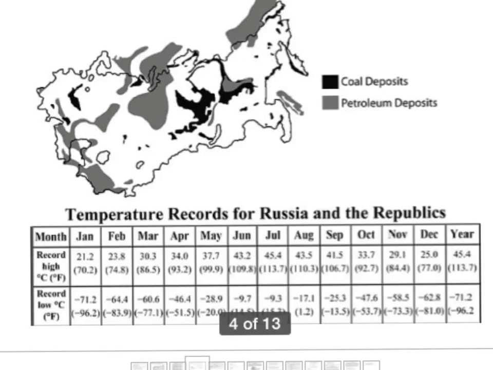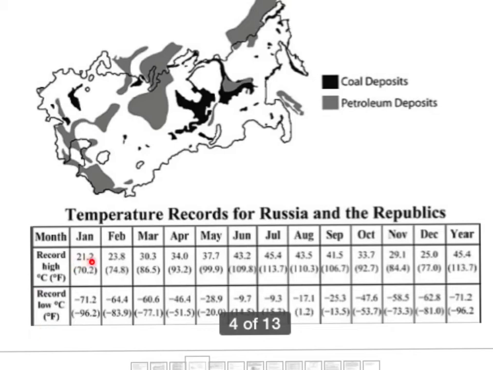Finally, we have a chart here that says temperature records for Russia and the republics. So remember, these are records, so they're highs. Here you have a record high. It's in Celsius and Fahrenheit in parentheses, and the record low in Celsius and Fahrenheit in parentheses. In Europe, for instance, in Mexico, they use Celsius quite a bit. Here in the United States, we use Fahrenheit. They're really the same temperature.